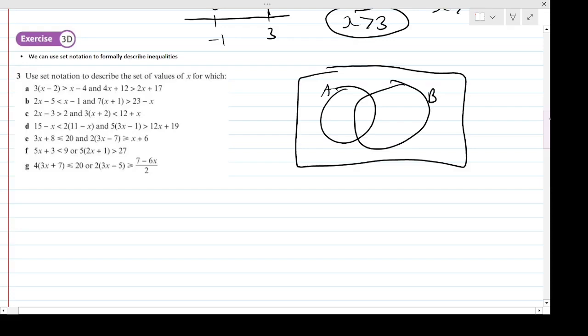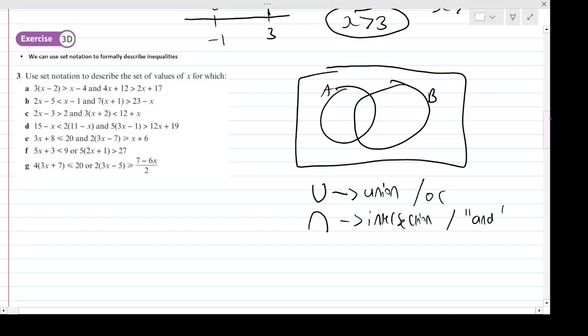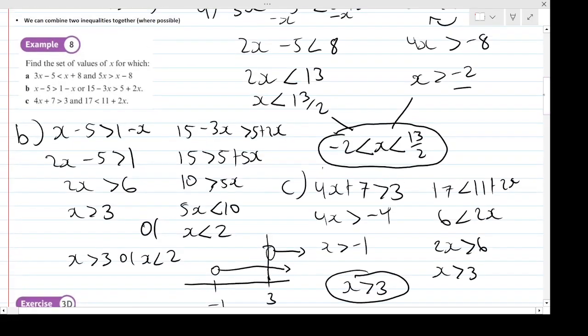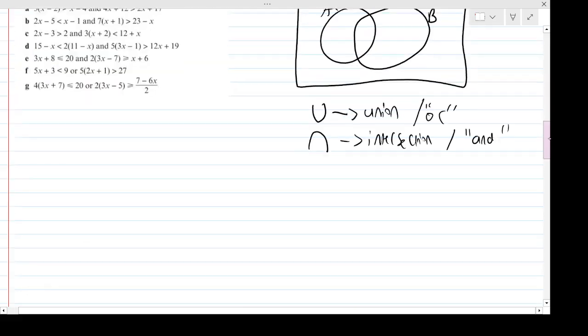Now you should be familiar with this notation. This U shape, which means union, which also means "or" in simple terms, and also this symbol, which means intersection, which means "and", right? So "or" and "and", as you just saw in the previous question, those were the command words. So this is where it's going to come into play, these symbols.